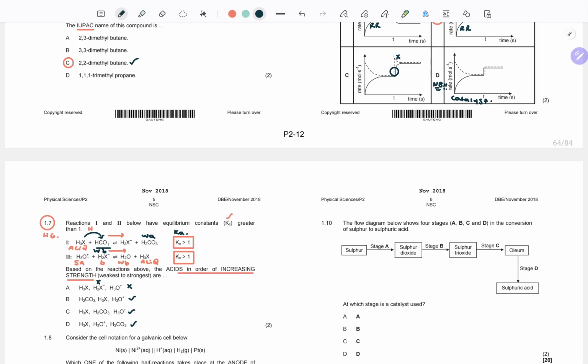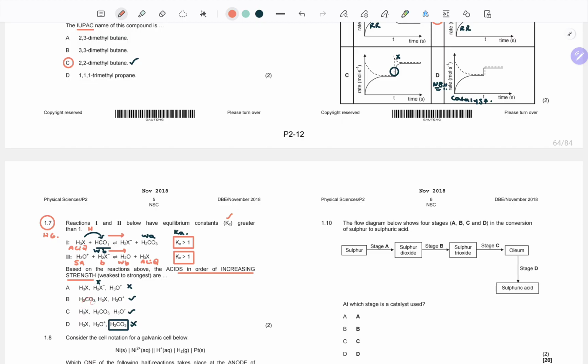We know that the oxonium ion H3O plus is the strongest acid. So these two stay, but this one goes because we cannot have carbonic acid as the strongest. So this is already wrong. All right. So elimination sometimes, guys, will assist to some extent, of course, but some knowledge needs to kick in as well. All right. So now let's have a look.